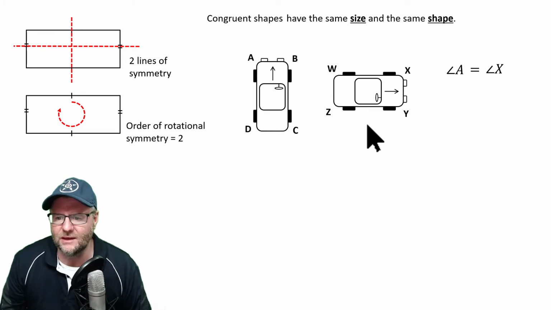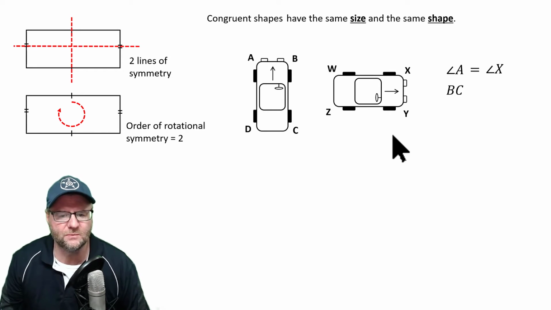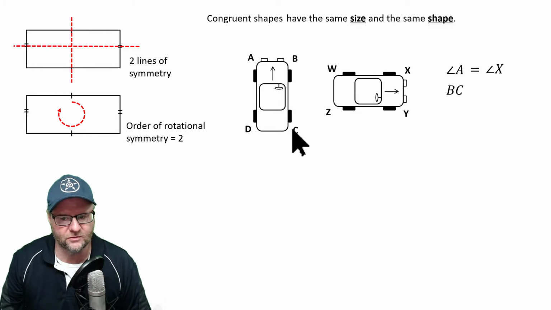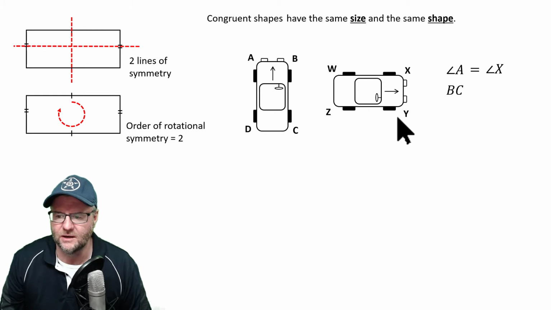We can do the same thing, but with sides. Okay, so what if I said, what's the corresponding side to BC? Well, BC goes from the front driver's side to the rear driver's side, front to back on the driver's side. So on this car, which goes from front to back on the driver's side? Well, here's the driver's side, there's the front, it goes from front to back, so it goes Y to Z.